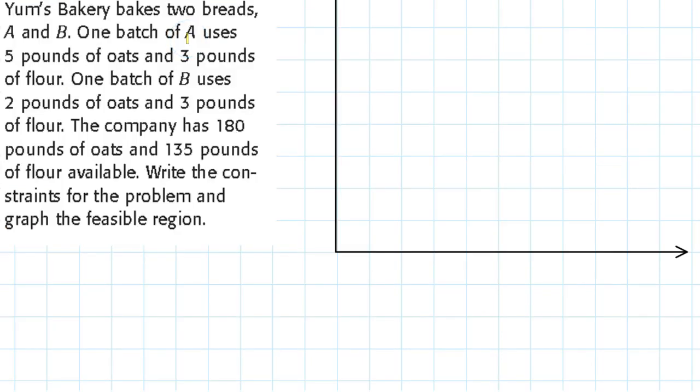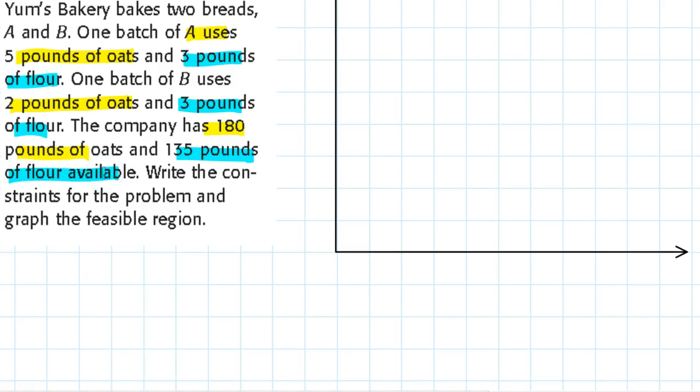Our example is Yum's Bakery. They bake 2 breads, bread A and B. One batch of A uses 5 pounds of oats and 3 pounds of flour. Now, as you're going through this, I suggest highlighting or underlining the important aspects. A uses 5 pounds of oats and 3 pounds of flour. Meanwhile, B uses 2 pounds of oats and 3 pounds of flour. The company has 180 pounds of oats and 135 pounds of flour.